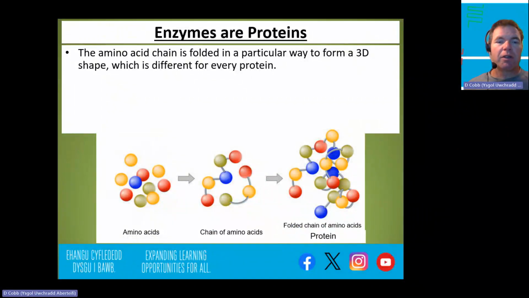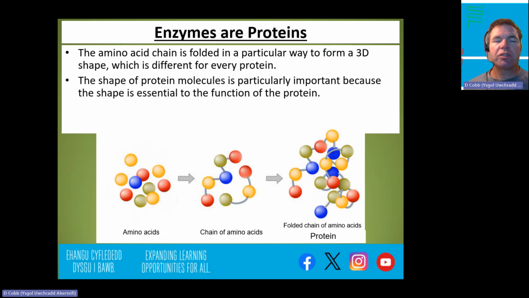So there we are. We go from a group of amino acids joined together to make a chain of amino acids, which then fold in a very particular way to get our final protein. Now, it's that shape which is crucial to the function. Change the shape and you will change the function. So given that the number and order of amino acids will determine the shape of that protein, and given that the shape is what's crucial to the function, it therefore follows that the number and order of amino acids is crucial to the function of the protein.